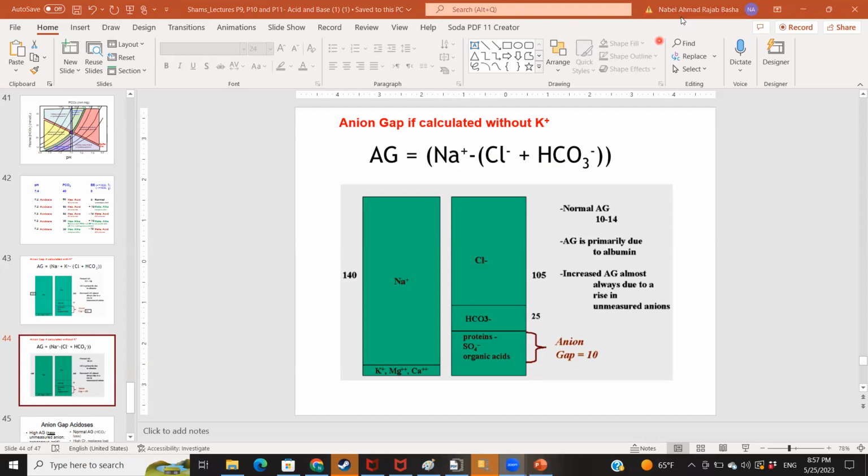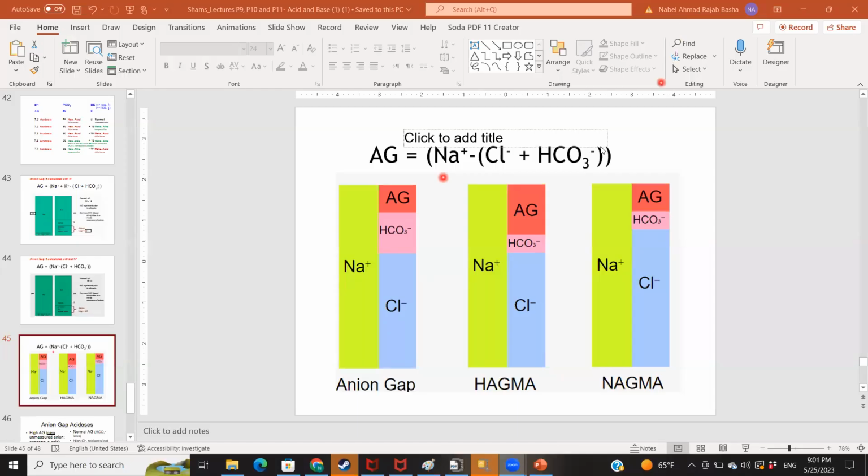Just give me a second. So let me use this image to explain to you. Now this is a normal physiologic state, no acidosis, nothing, everything is all right. And at this level we have an anion gap.